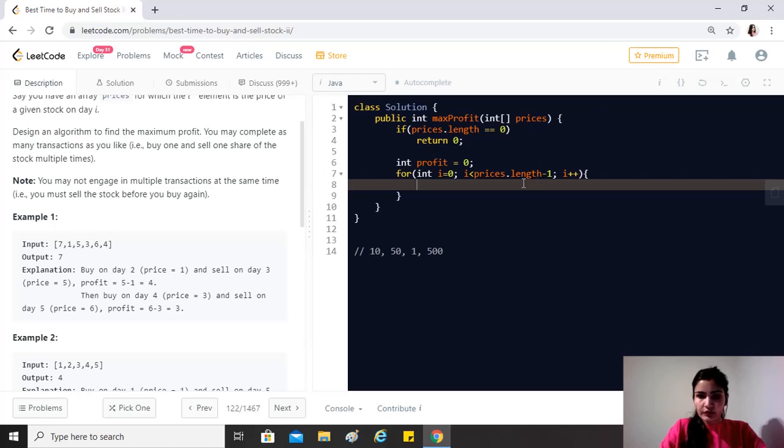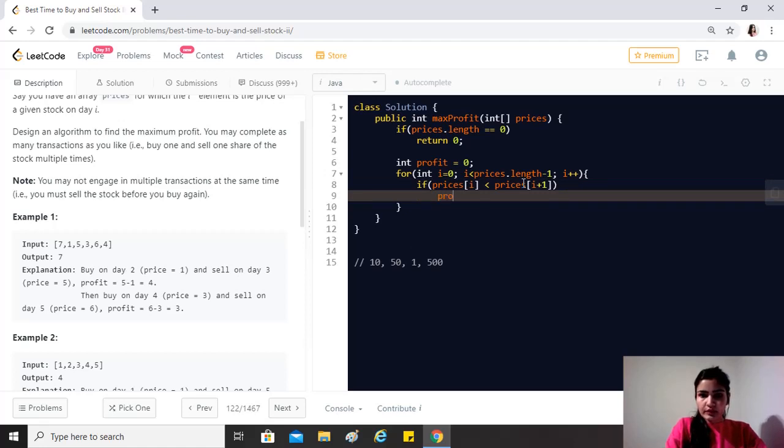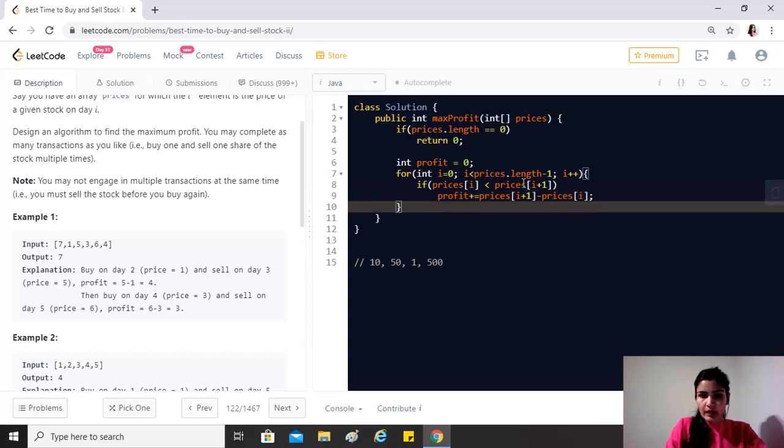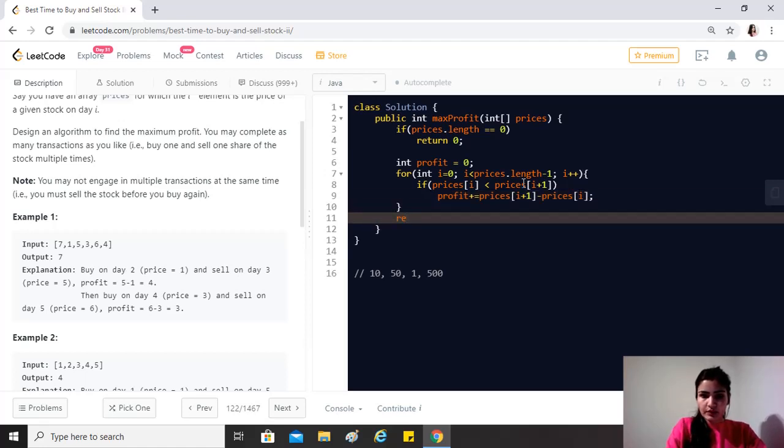Okay, so now we'll check that if prices of i is less than prices of i plus 1, then to profit we just have to add prices of i plus 1 minus prices of i. And then at the end we just have to return profit.